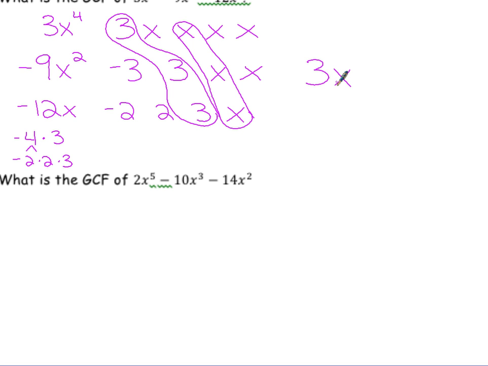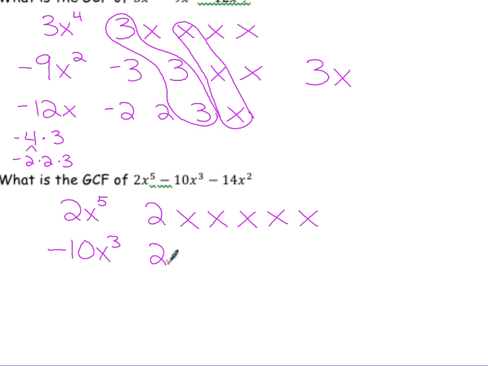We have 2x to the 5th is our first term. And we can pull a 2 out and 5 x's. 1, 2, 3, 4, 5. Okay. And then we have negative 10x to the 3rd. So we could pull a 2 and a negative 5.